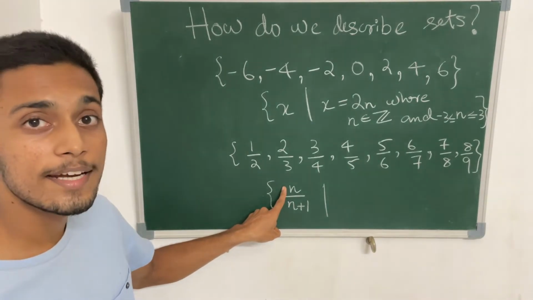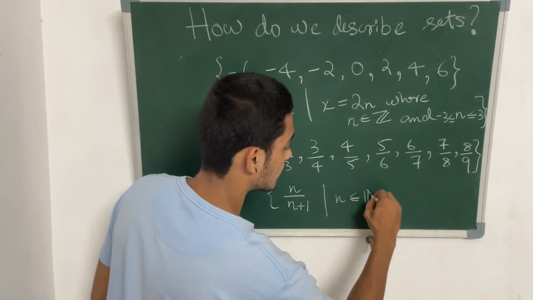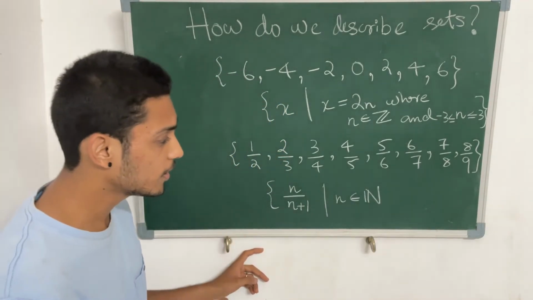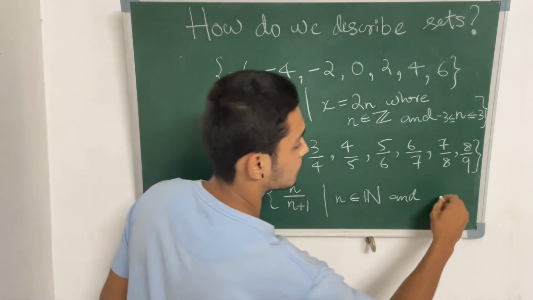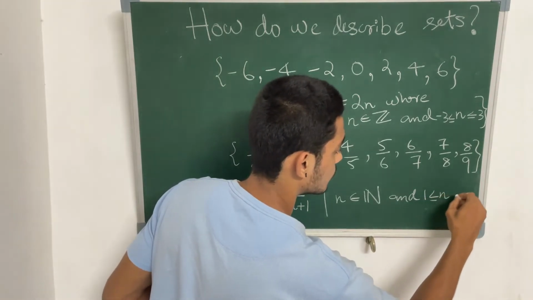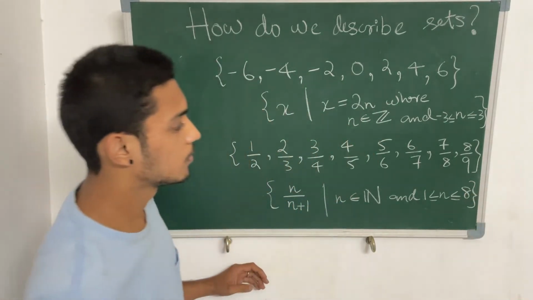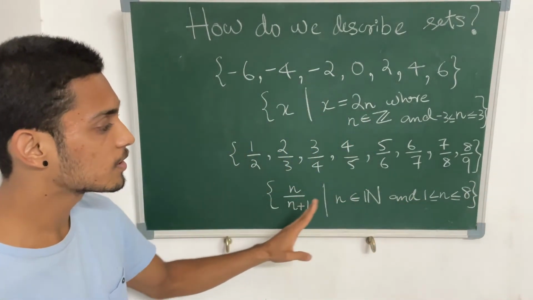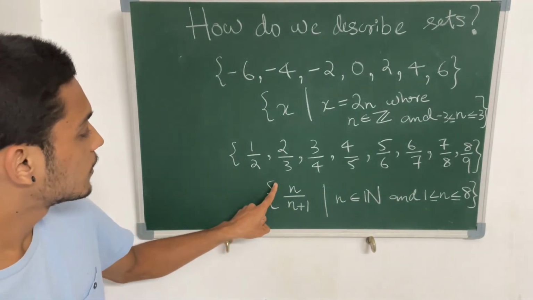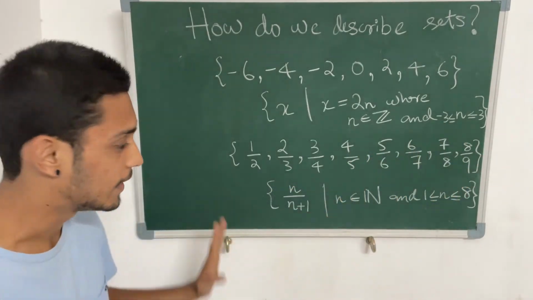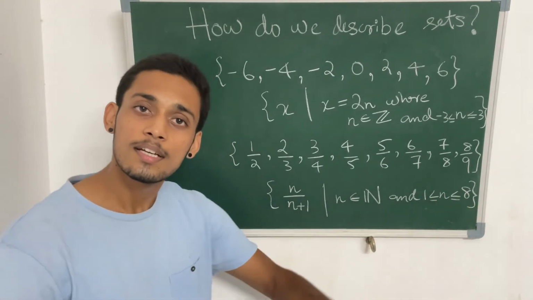So we only need to consider n. We can say that n belongs to the natural numbers. That is very important. And n starts from 1 and finishes at, sorry, at 8. Now if you start substituting the values of n, you get 1 by 2, and then you take 2, you get 2 by 3, and so on up to 8 by 9. So all these elements are covered. Even if there were more, you just have to change these bounds and you will get your set.